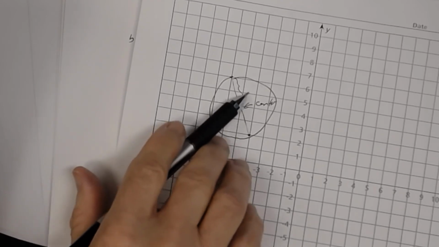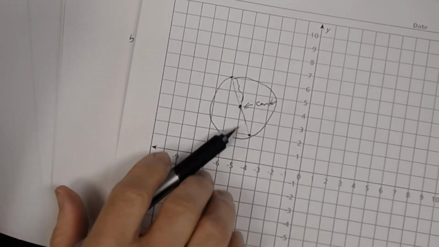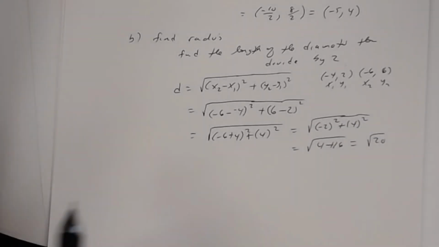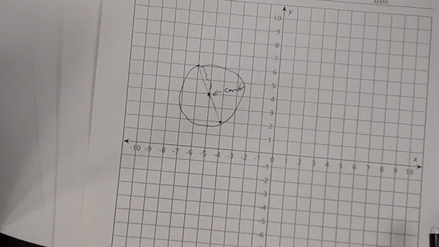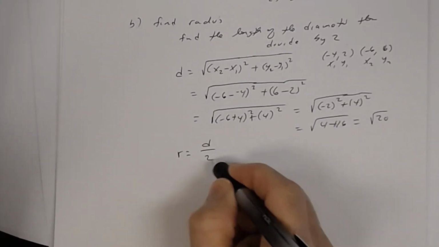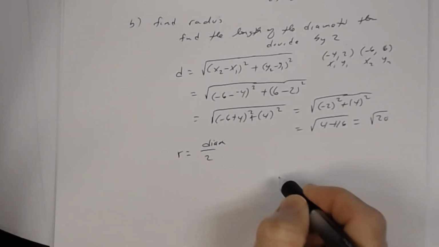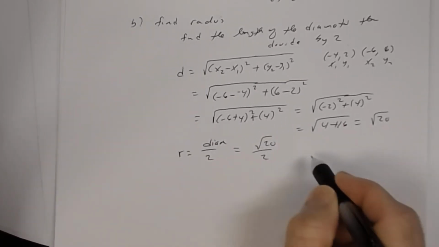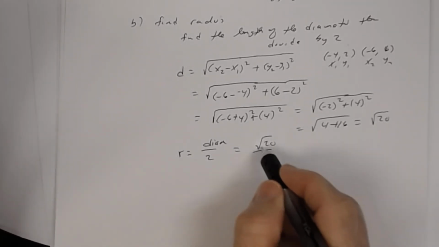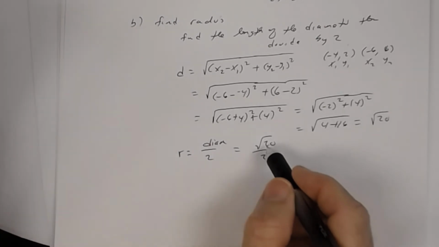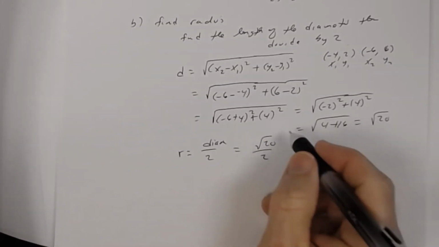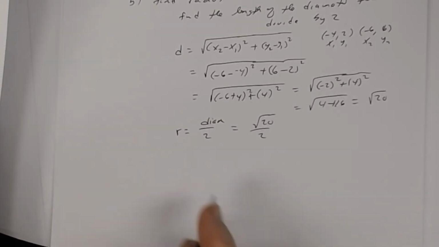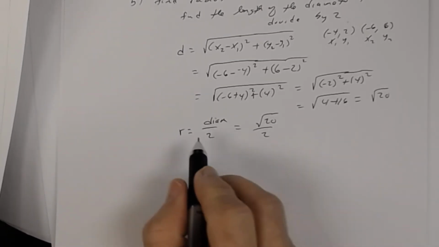Okay, but I want to find the length of the radius, so I've got to divide the diameter by 2. So the radius would be the length of the diameter divided by 2. So it'd be the square root of 20 divided by 2. Now remember, you've got to simplify the radical. But actually, since we're squaring it, you don't do that, because you're going to see what's going to happen when you square it. So leave it like this for right now. Go ahead and leave it at the square root of 20 divided by 2. So that's the length of the radius.